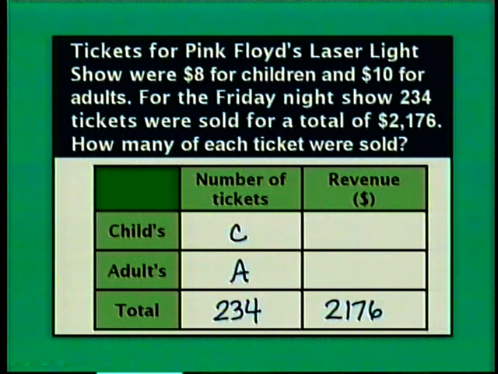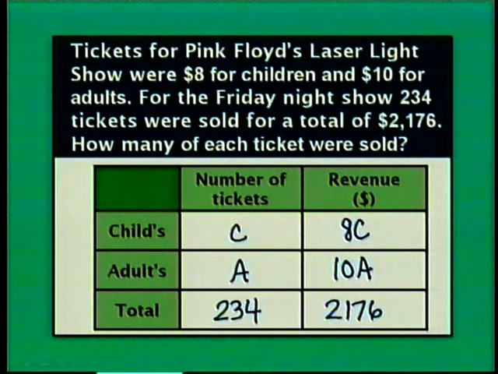To find out how much money was made from the sale of the child's tickets, I need to take the number of children's tickets that were sold and multiply it by the price. Children's tickets sold for $8 per ticket. So if I multiply 8 by C, I get the revenue from child's tickets. What about the adult's tickets? Those are $10 each, so if I multiply 10 by the number of tickets A, I get the revenue from the adult tickets.